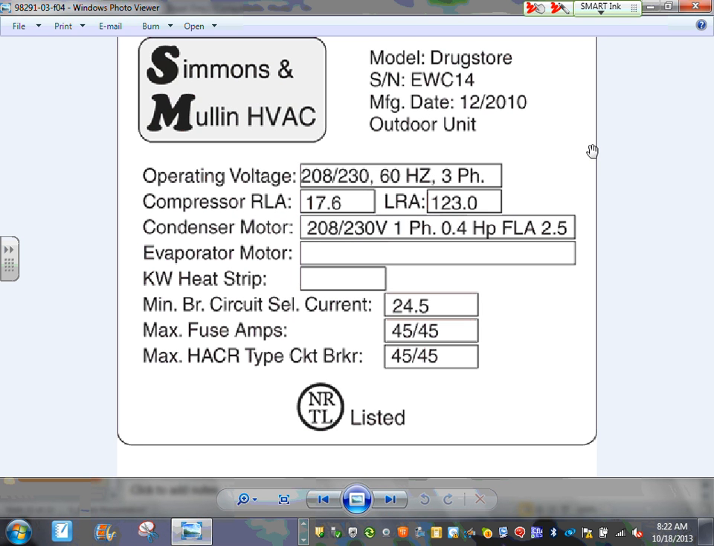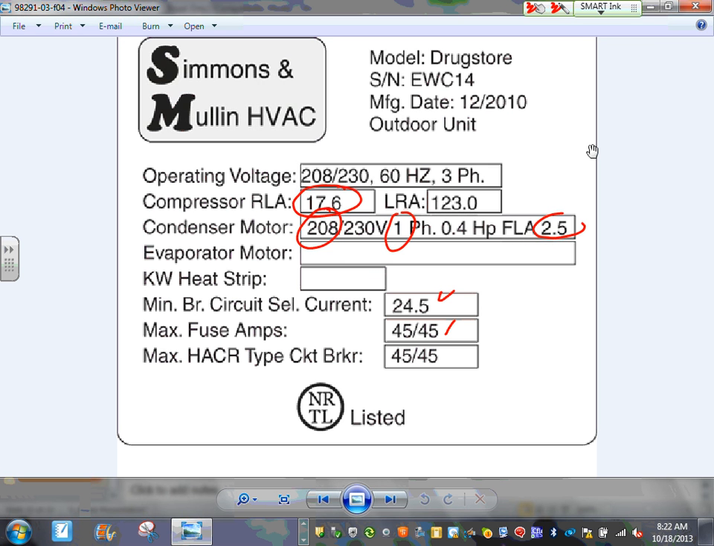For example, here's my compressor rated load amps. Compressor rated load amp, and you get the voltage. Here's my voltage. Let's just say my voltage is 208, and it's single phase. That's a condenser, single phase condenser. Here's the horsepower of it. Here's the full load amp. You can find the information for the condenser. Maximum fuse, minimum branch circuit selection current is this amount.